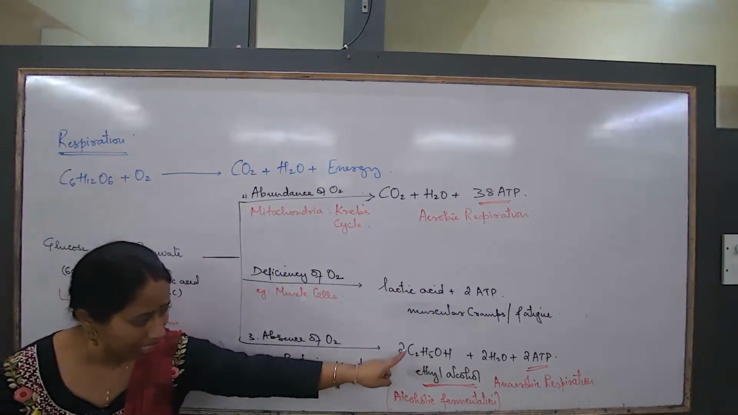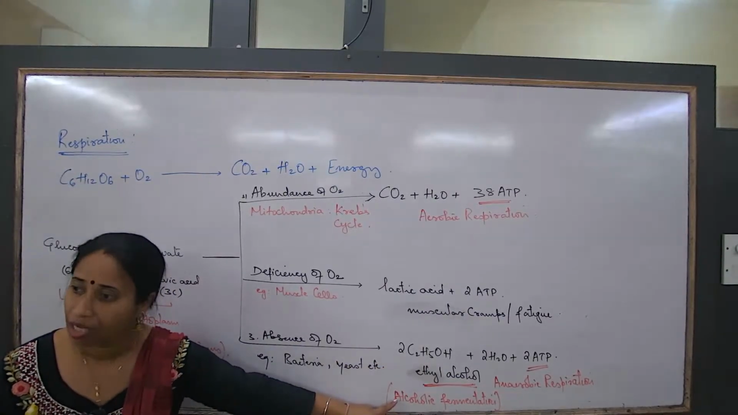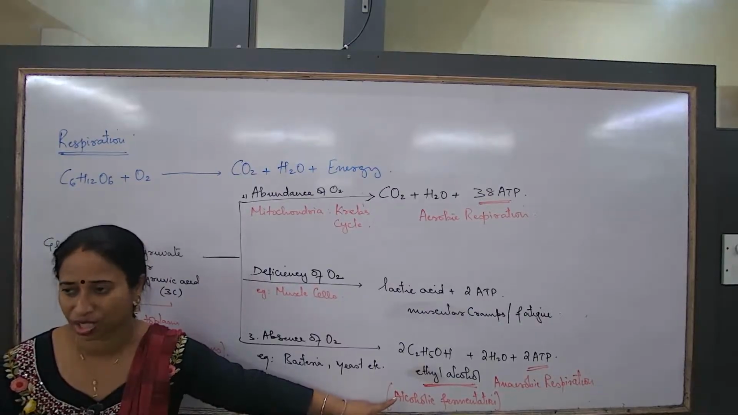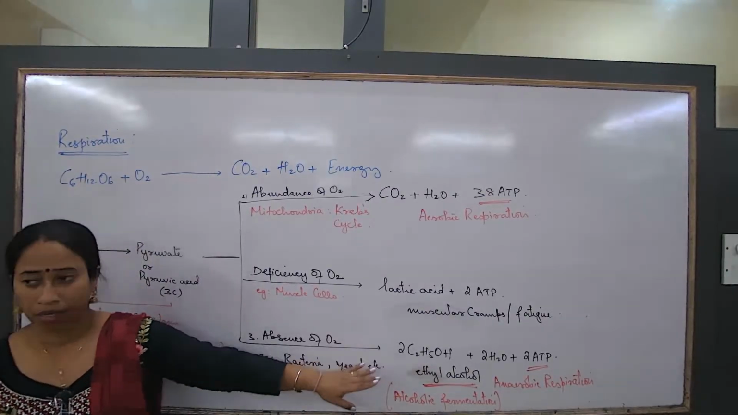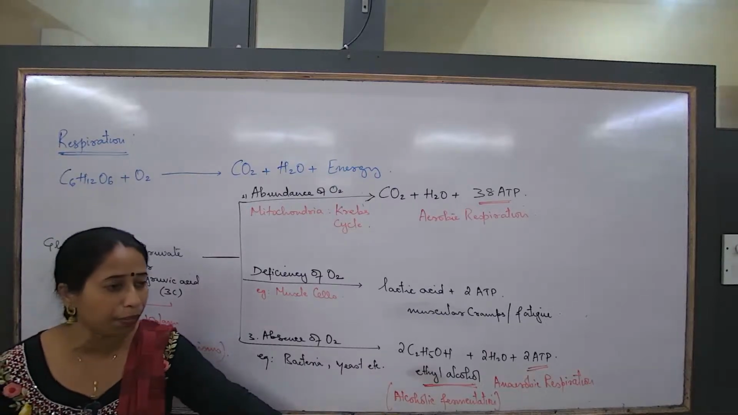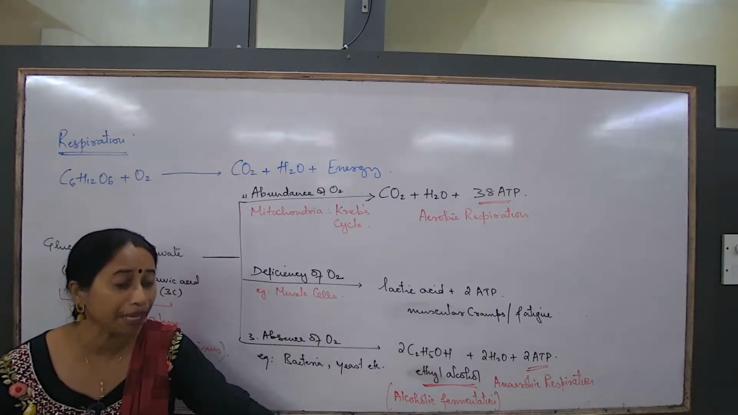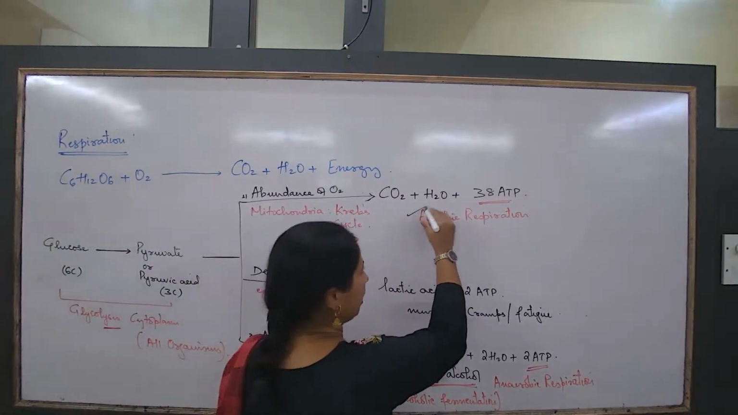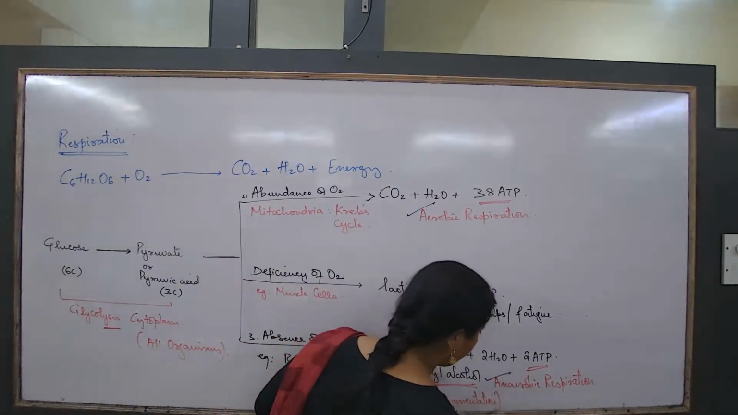What is this method known as? Since alcohol is a prominent product, what is this method also known as? Alcoholic fermentation. Okay, so is alcoholic fermentation an anaerobic method or an aerobic method? Anaerobic method. So now you tell me, what are the two major differences between aerobic and anaerobic respiration?